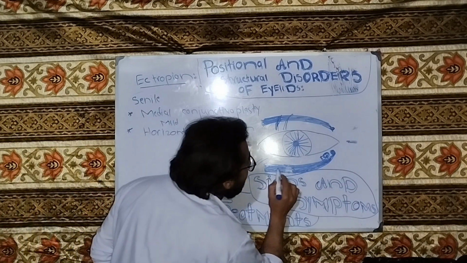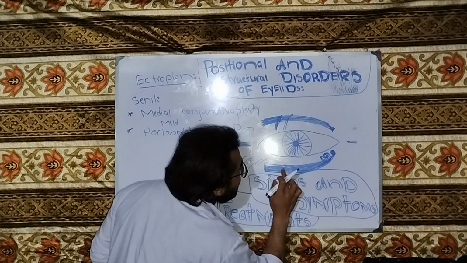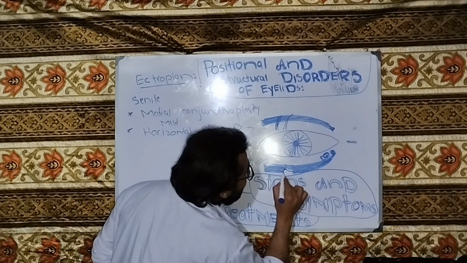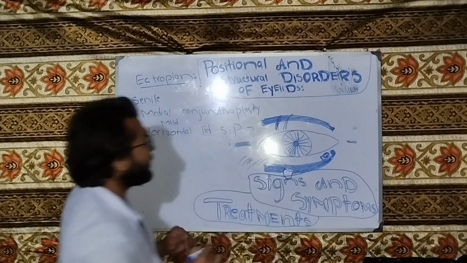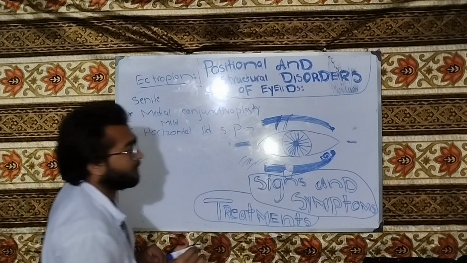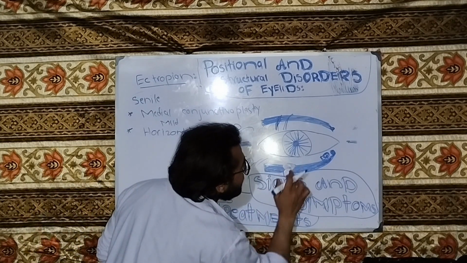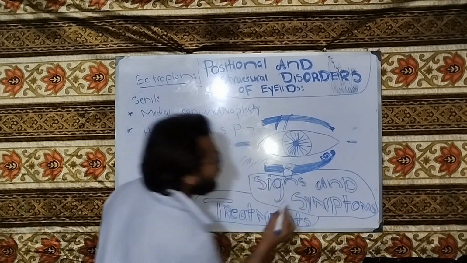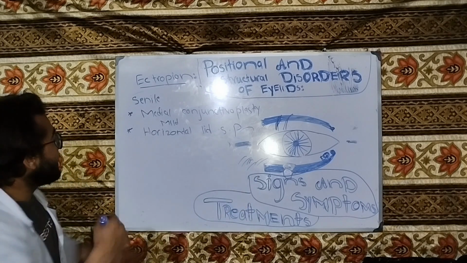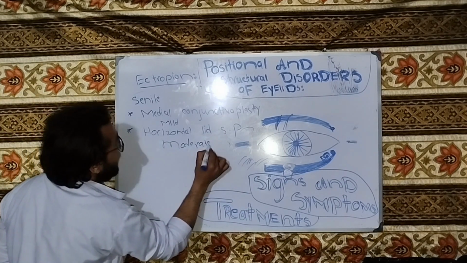For example, if this is the ectropion area, so this is the skin, we will remove a pentagon shaped piece from this area. Full thickness skin will be removed. A pentagonal shaped full thickness piece will be removed from the area where the ectropion is most severe. This is indicated in moderate degree of ectropion.